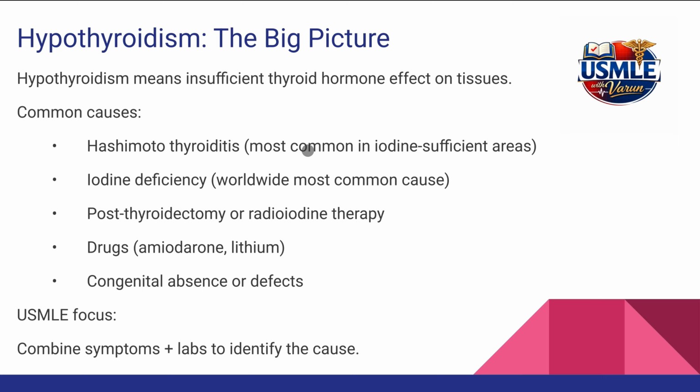Now let's study the treatment overview of hypothyroidism. Hypothyroidism is most commonly caused by Hashimoto thyroiditis in iodine sufficient areas, and iodine deficiency worldwide. Hypothyroidism means insufficient thyroid hormone effect on the tissues. The common causes include Hashimoto thyroiditis, which is more common in iodine sufficient areas, and iodine deficiency, which is the most common cause worldwide. Post-thyroidectomy and radioiodine therapy are other causes. Drugs like amiodarone and lithium also cause hypothyroidism, and congenital absence or defects also present with hypothyroid features. So always combine symptoms and labs to identify the cause.